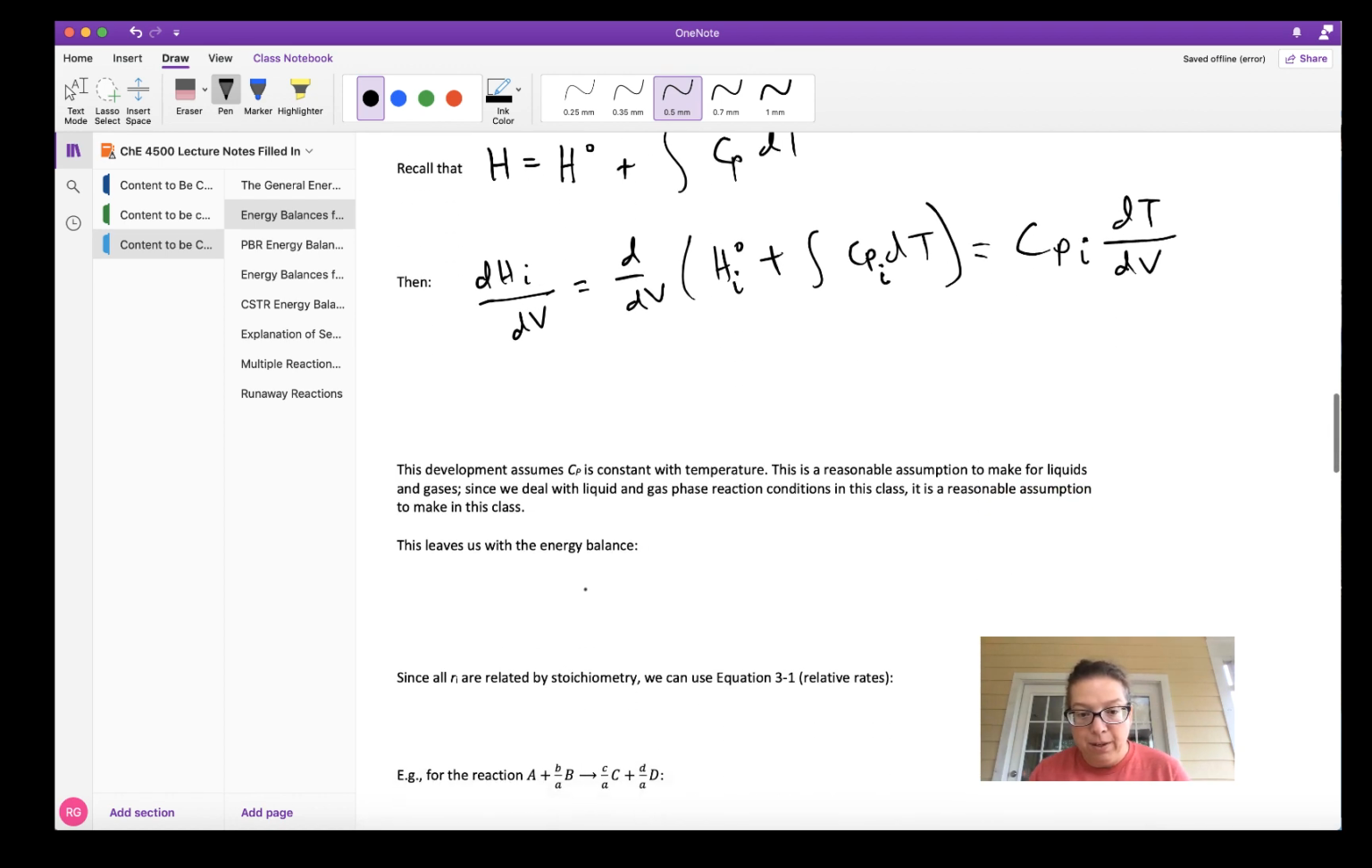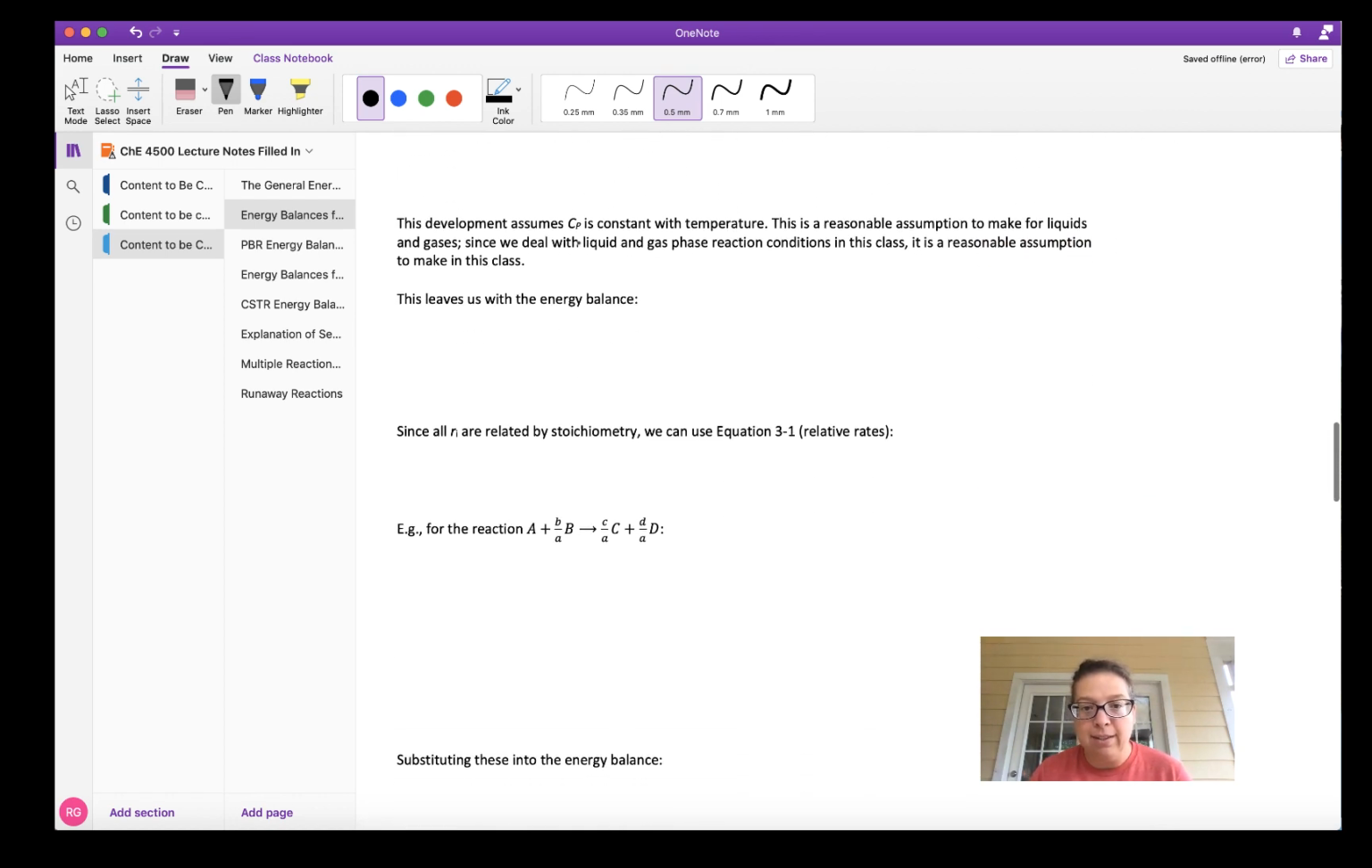This development assumes that the heat capacity is constant with temperature. This is a reasonable assumption to make for liquids and gases, since we are pretty much only dealing with liquids and gases. Our system is our reaction fluid. That is almost always, if not always, liquids and gases in this class, so that's a reasonable assumption to make. So we can assume that the heat capacity is constant. That leaves us with the final form of our energy balance.